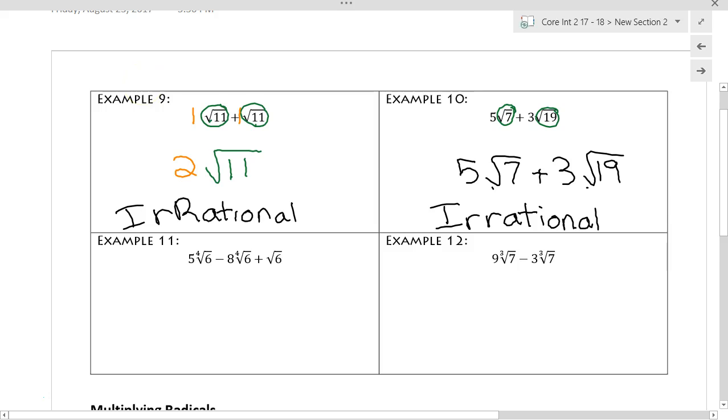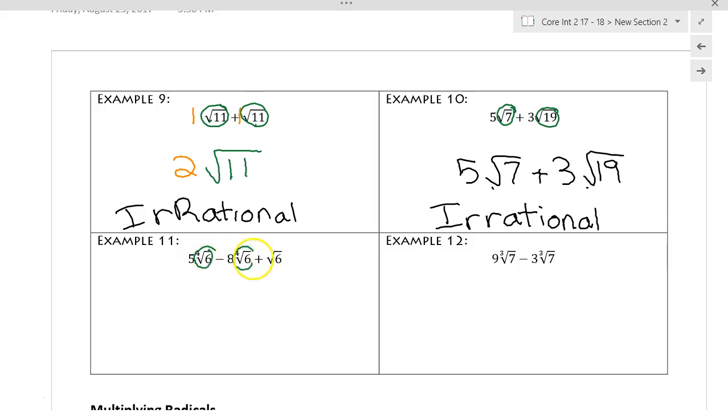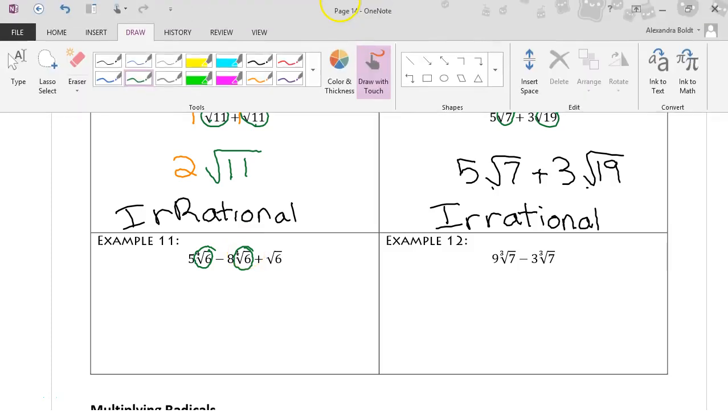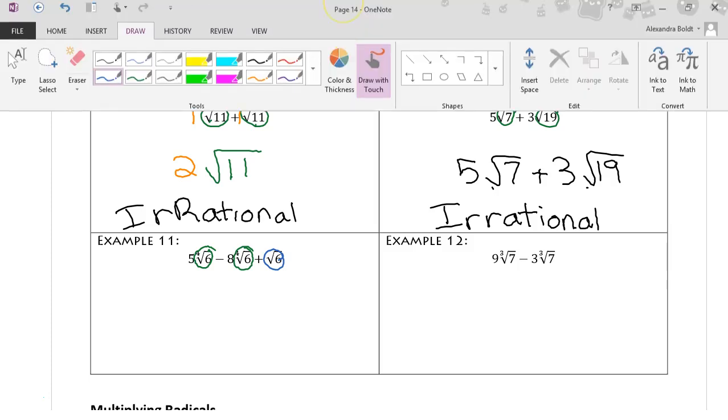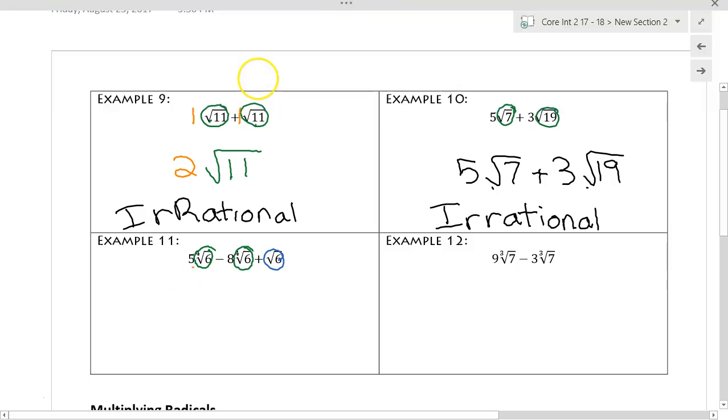Looking at 11, there are three terms now. I still want to look for my like terms, my like roots. I have a fourth root 6, a fourth root 6. And if I look at this one, it's a square root 6. That is not the same. Those are not like terms. So I'm only going to combine these two.